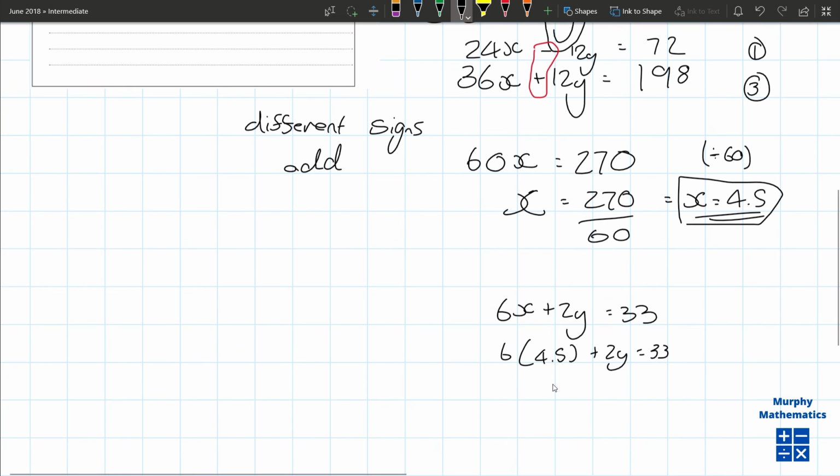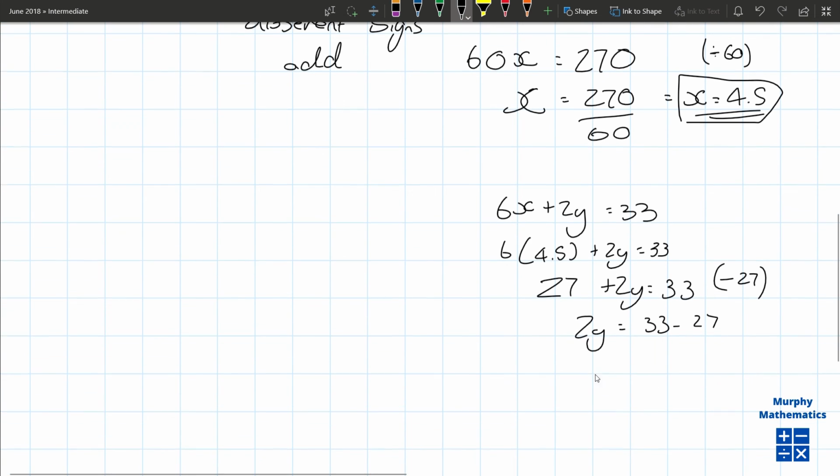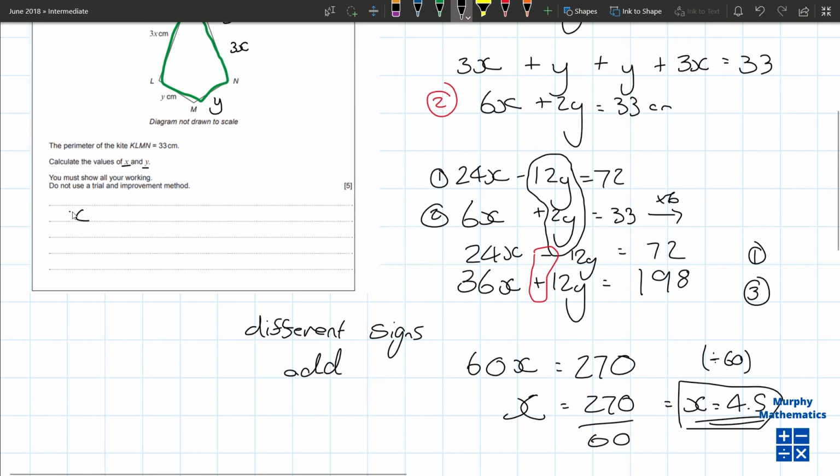6 times 4.5, I can just put that into a calculator and I get 27 plus 2y equals 33. So I need to move this 27, so I'm going to minus 27 from both sides. I've got 2y equals 33 minus 27. So I've got 2y equals 6. So then dividing both sides by 2, y equals 6 divided by 2, and that gives me y equals 3. So both my x equals 4.5 and my y equals 3.